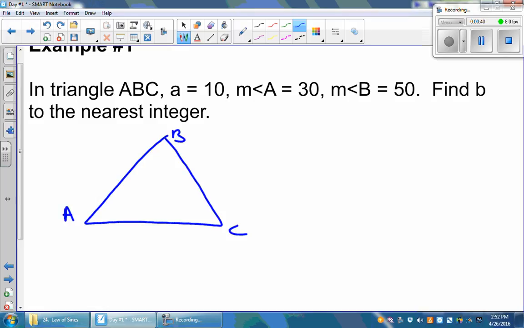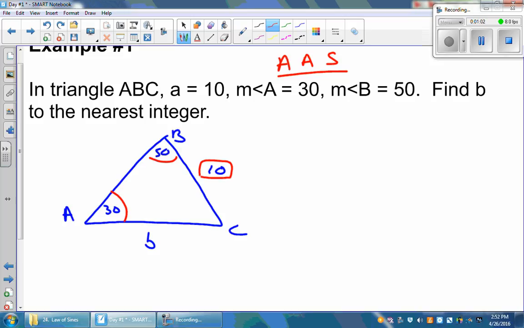And I'm looking at the information given. I know little a is 10. I know the measure of angle A is 30, the measure of angle B is 50, and we're looking for little b. Now if we take a good look, we have two angles and one side. If I see that information, I'm going to say that I have angle, angle, side, and that's my indicator that I'm going to use the law of sines here.